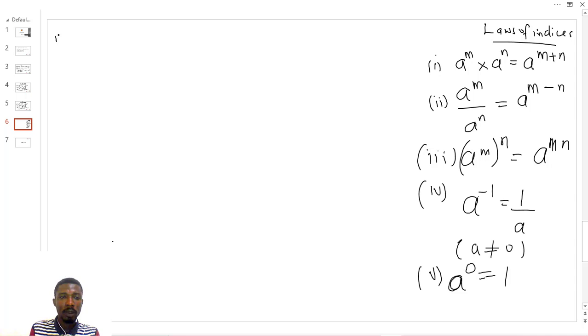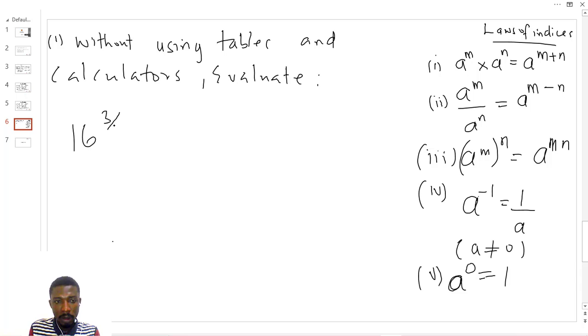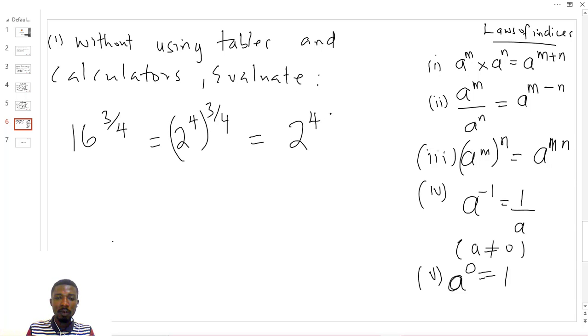So let's try a few questions. So let's say you have 16 to the power 3 over 4. If you look at this carefully, you could solve it as (2^4) to the power 3 over 4, since 2 to the power 4 still gives you 16. Remember, our third law says 2 to the power 4 times 3 over 4, which will give us 2 to the power 3, which is 8.